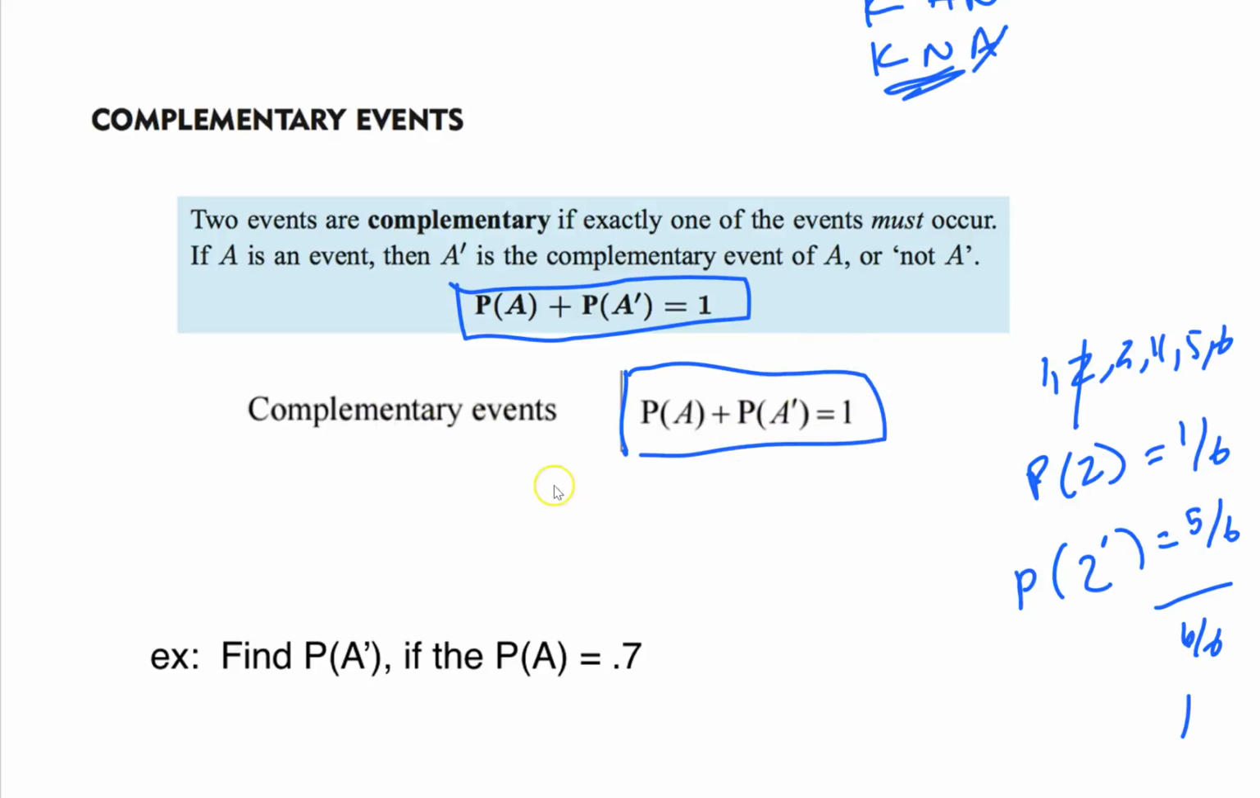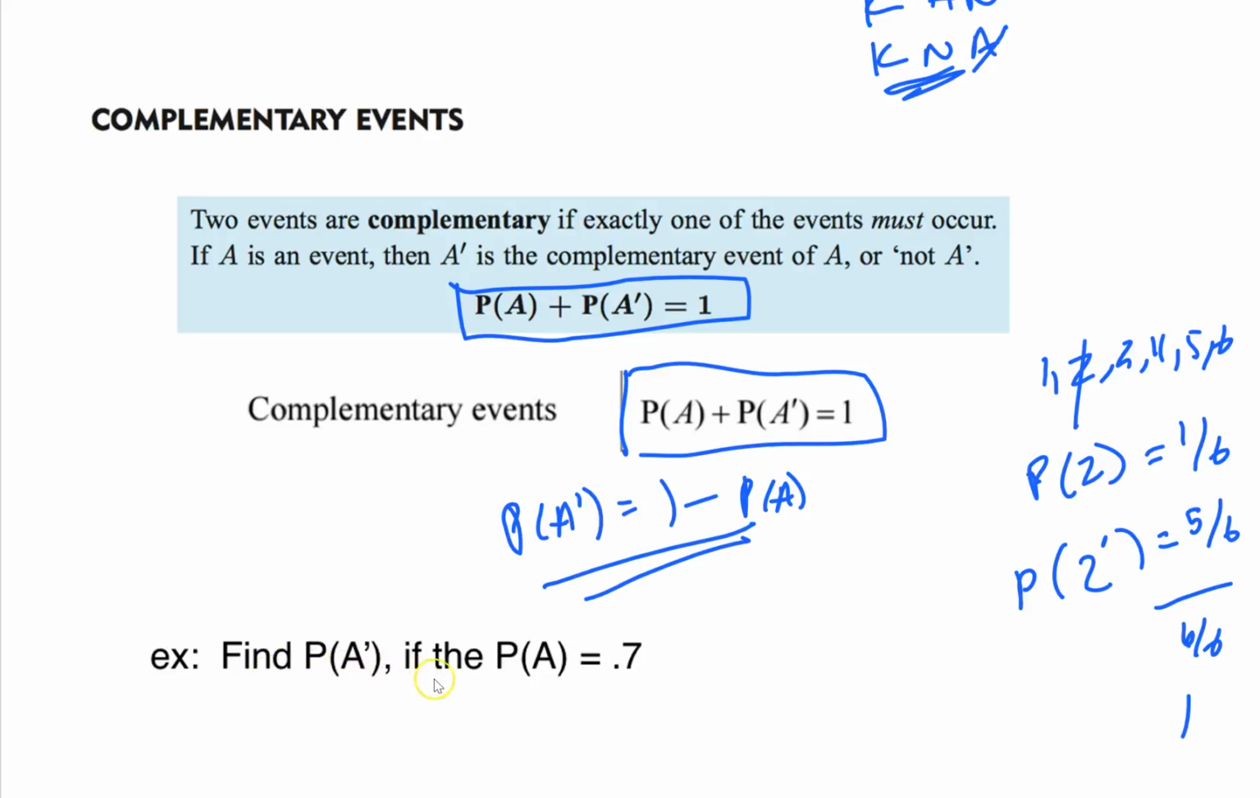So the way we actually use this a lot is this. Probability of A prime, A naught, is 1 minus probability of A. That's probably the way we actually use it the most, but it's the way you can see in the formula sheet. Let's just do one quick example.